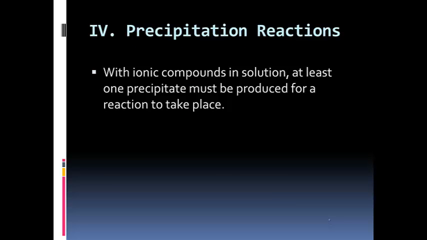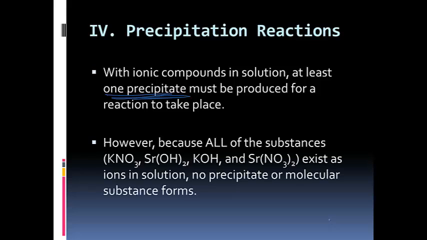Simple. When you have ionic compounds, at least one of them has to be a precipitate. Remember, a precipitate is something that separates out of a solution because it is not soluble. All the things you started with, the KNO3 and strontium hydroxide, are soluble. The new products, KOH and strontium nitrate, are all soluble, so they all exist as ions. No precipitate or molecular substance formed, so basically nothing happened.